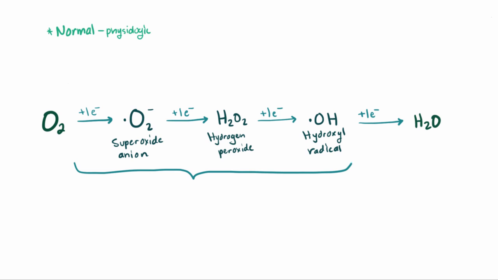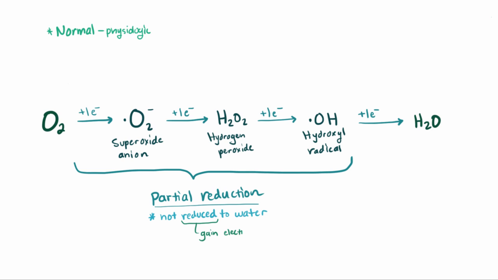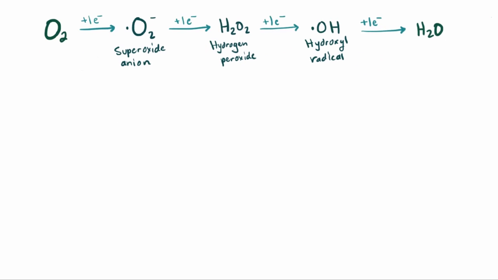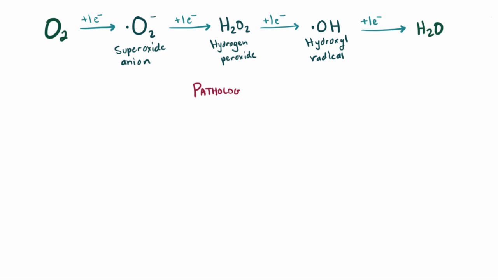So 1, 2, or 3 electrons is called a partial reduction of oxygen, so oxygen isn't being reduced all the way to water. Because remember that reduction is a gain of electrons, so in this case it's only partial. And remember that this happens physiologically, like in normal conditions. Also though, you can generate free radicals in pathological conditions, so not in normal conditions, right?